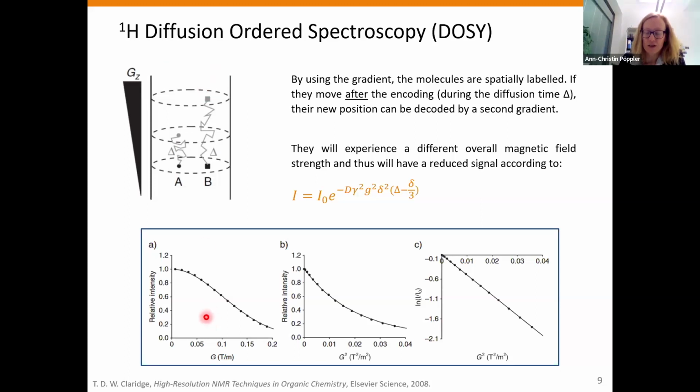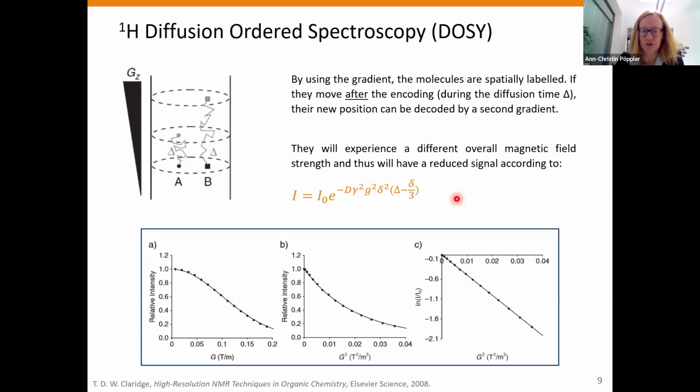So for each of the individual and distinguishable parts of our molecules, we can get these decay curves, so the relative intensity of our signal as a function of the gradient strength. And we can plot this in a series of different ways, all making use of this equation for the intensity. So this would be what we would normally do for a small molecule. And for a small molecule, we have nicely separated signals, and we also have a nice decay that we can fit with a mono-exponential function.